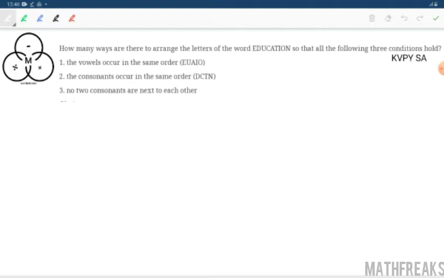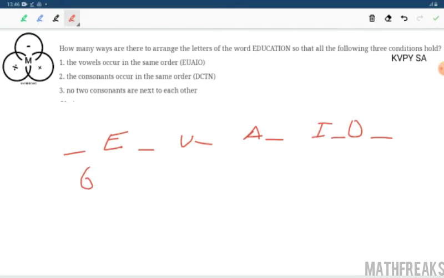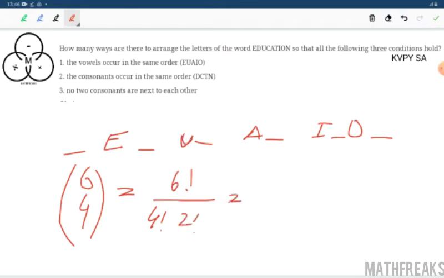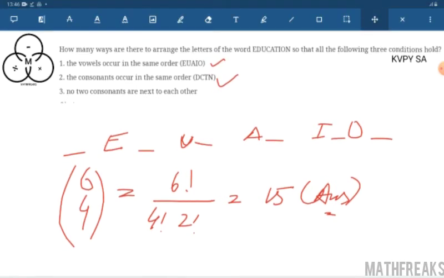Consonants cannot be next to each other, so consonants are between the vowels. Vowels are E, U, A, I, O. Only one arrangement of vowels. 1, 2, 3, 4, 5, 6. In between the vowels, we will place the D, C, T, N. So we have 6 spaces and 4 consonants. So the answer will be 6 factorial over 4 factorial 2 factorial, choosing 4 spaces out of the 6 empty spaces. This will be 15. This is our answer, because the arrangements are unique: UAI or DCTN. You just see how easily we are solving.